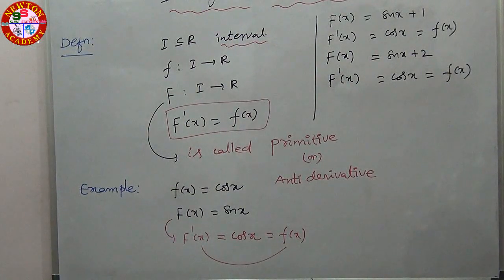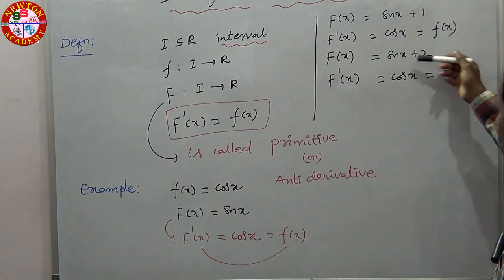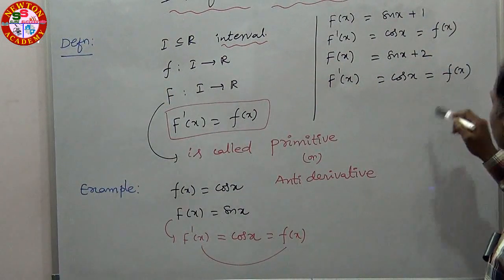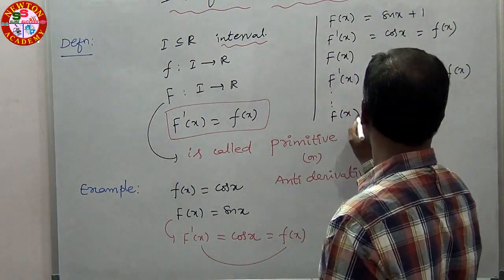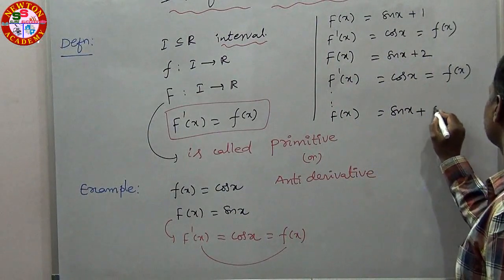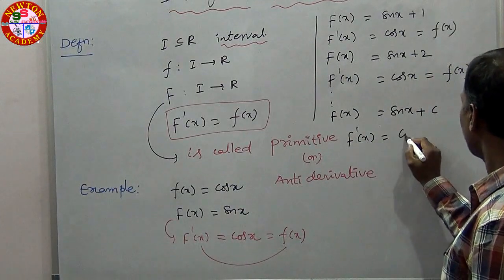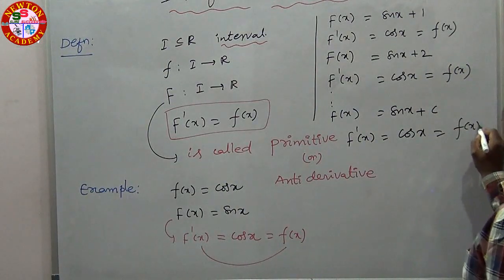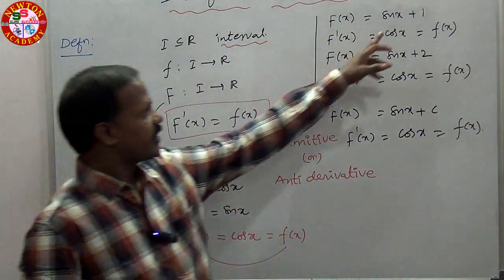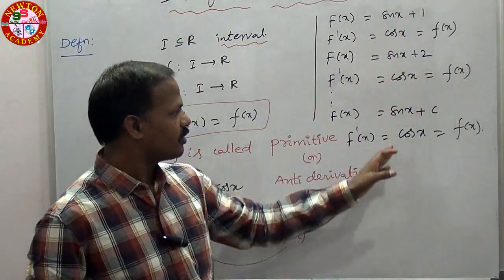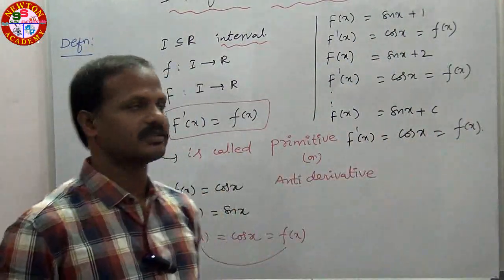So it means if I consider capital F of x as sin x, or sin x plus 1, sin x plus 2 and so on, I am getting cos x only. That is, if I consider capital F of x equal to sin x plus c, in this case F dash x equal to cos x, which equals small f of x.